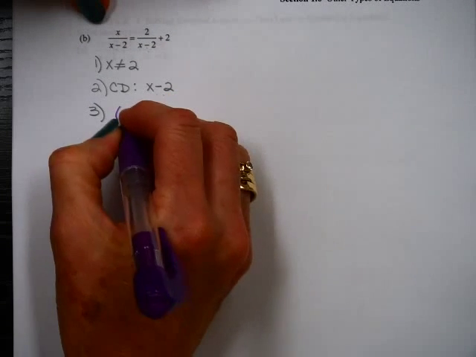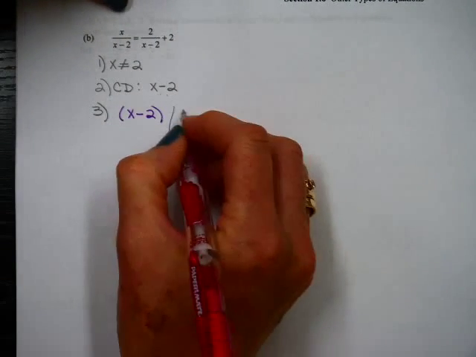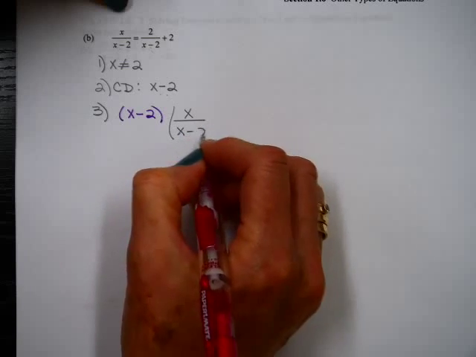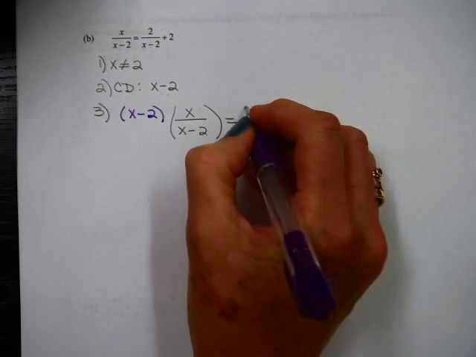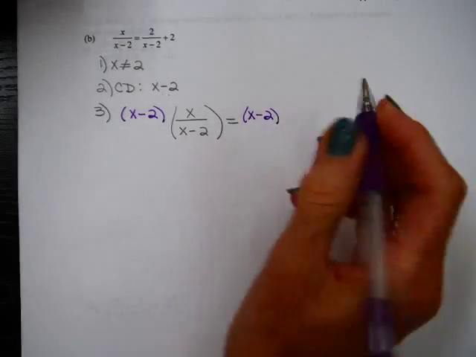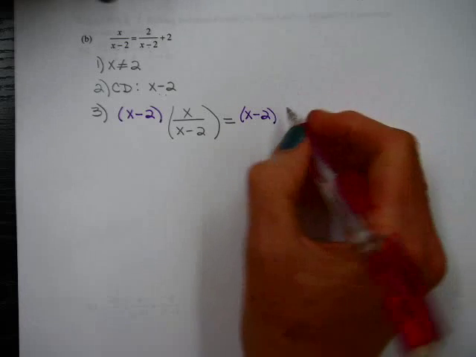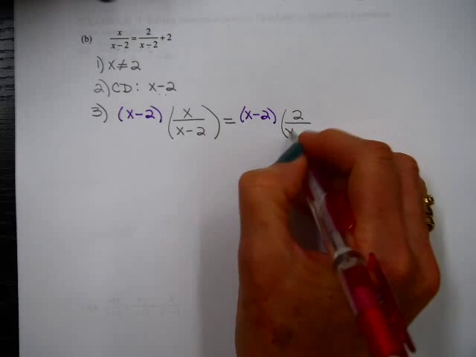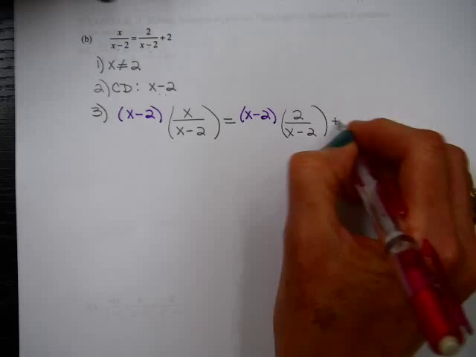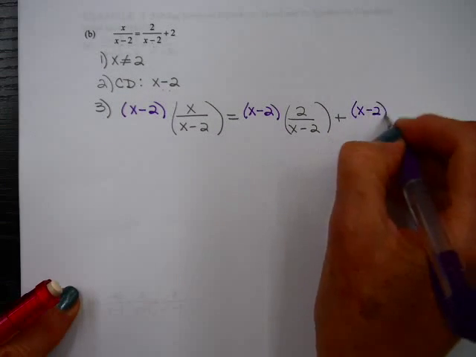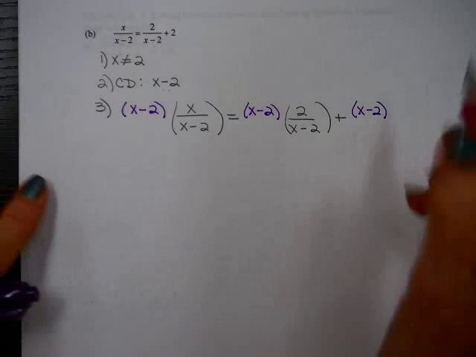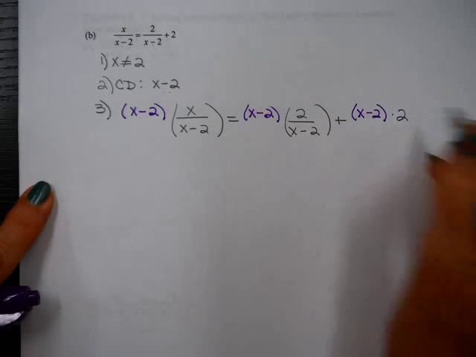So step 3 is we're going to multiply x minus 2 times each term in this problem. So again, let me try a different color pen for our common denominator. I have x minus 2. I'm going to multiply that times x over x minus 2 equals x minus 2 times 2 over x minus 2 plus x minus 2 times 2.